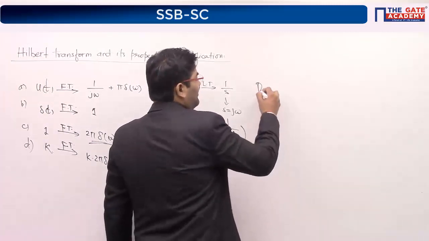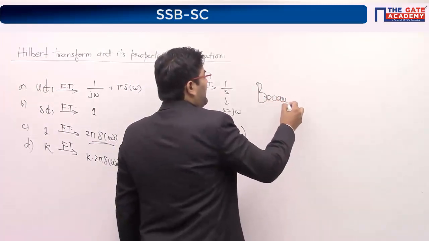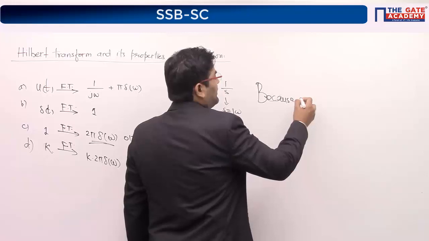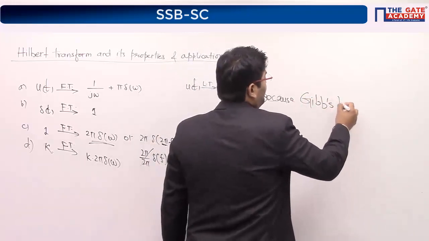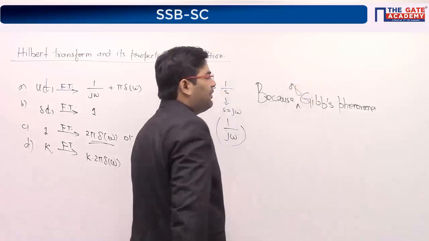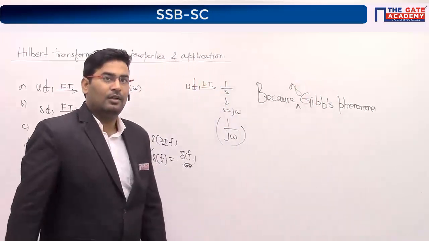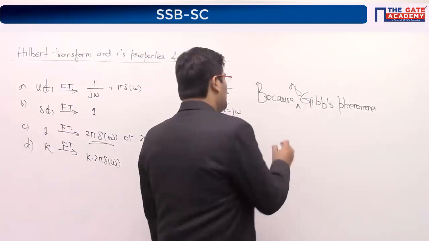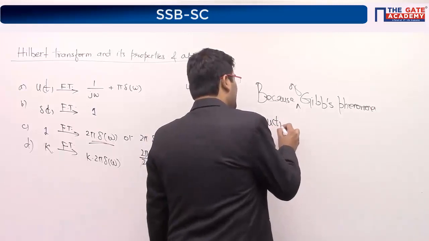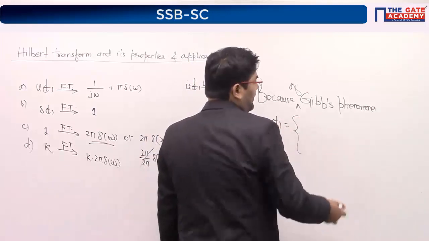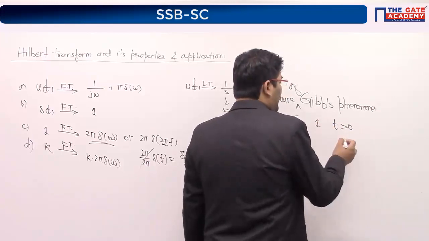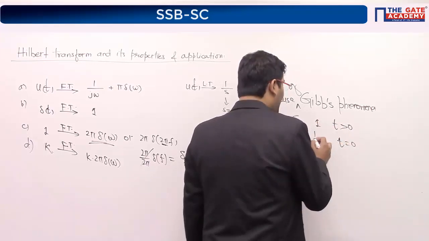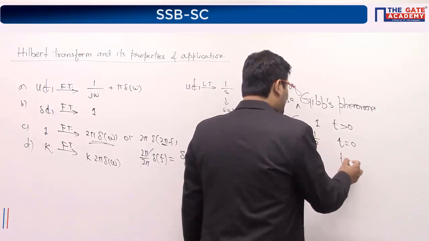Because there is a topic you should study in signals and systems because of this Gibbs phenomenon. Gibbs told us that u(t) is defined in a mathematical way: for t greater than 0 it is 1, for t equal to 0 it is half, and for t less than 0 it is 0.